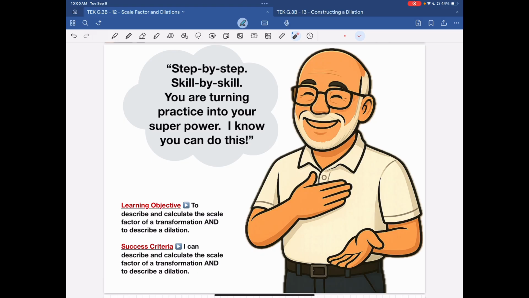Now, you learn best by breaking complex ideas or concepts down into smaller, more manageable skills. And that's exactly what we did today. You're turning your practice into your superpower. Now, you know I believe in you, and I know you can do this. You are working your way to success one skill at a time.